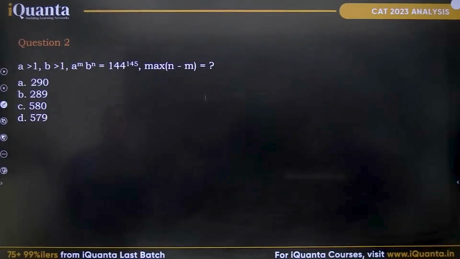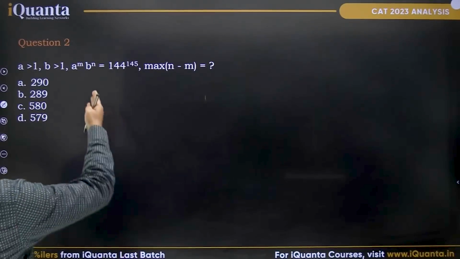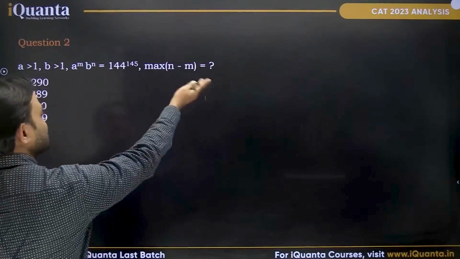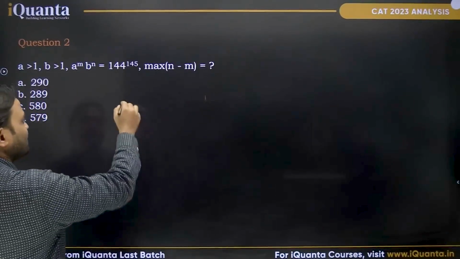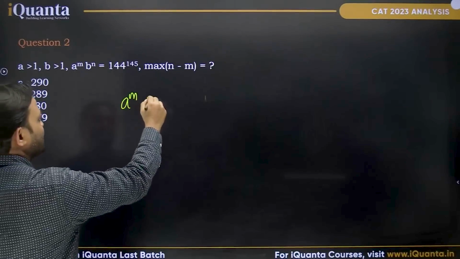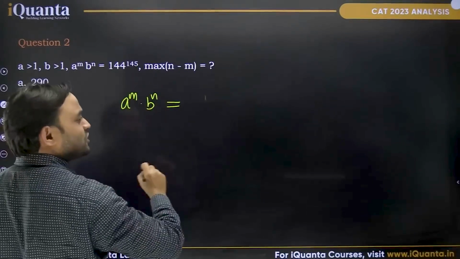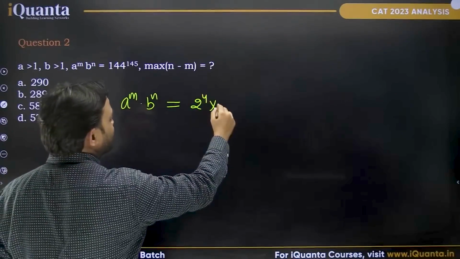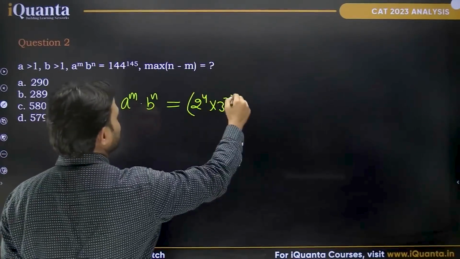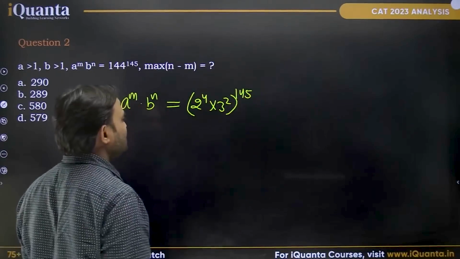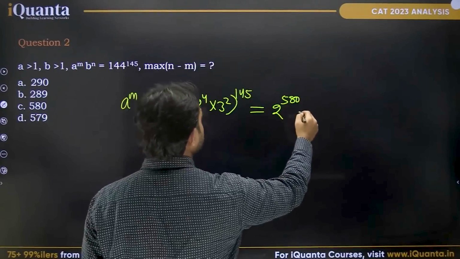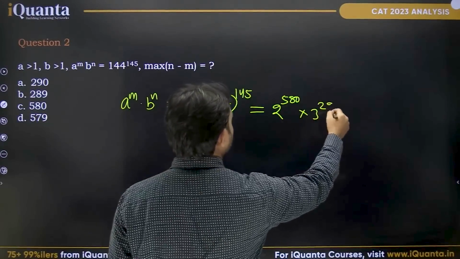It says a greater than 1, b greater than 1, a to the power m into b to the power n is equal to 144 to the power 145. We need to find the maximum value of n. So what we can do here, we can write a to the power m into b to the power n. 144 is nothing but 16 into 9, which is 2 to the power 4 into 3 square to the power 145, right? So this we can write 2 to the power 580 into 3 to the power 290.